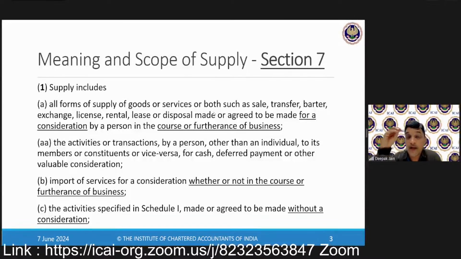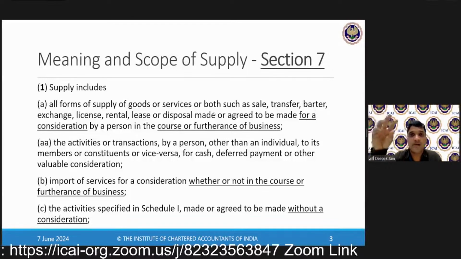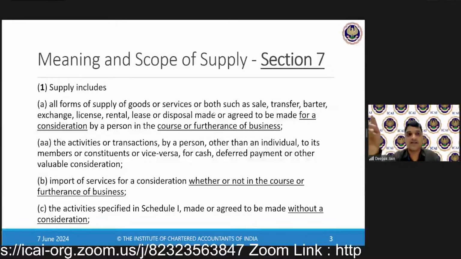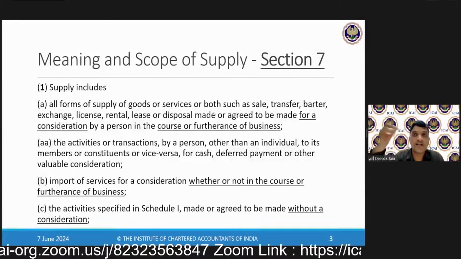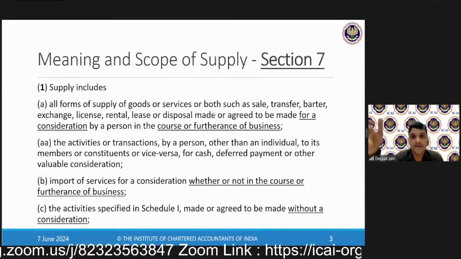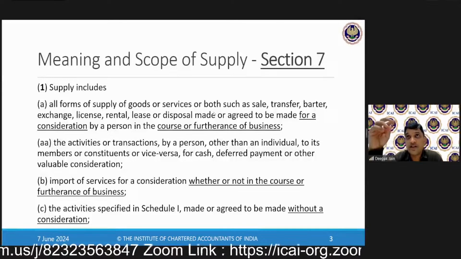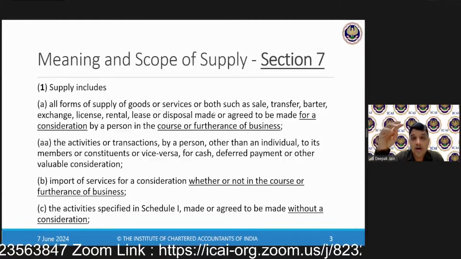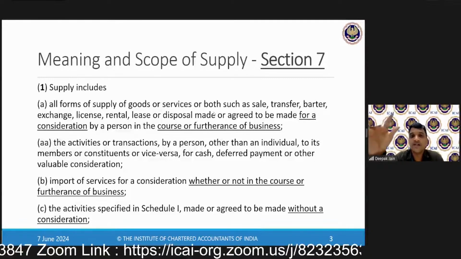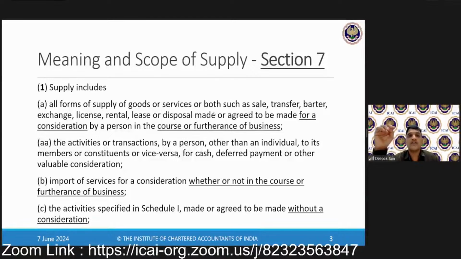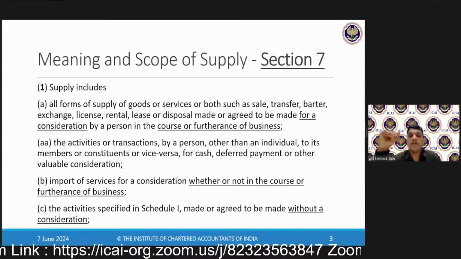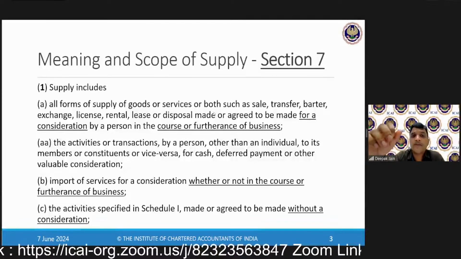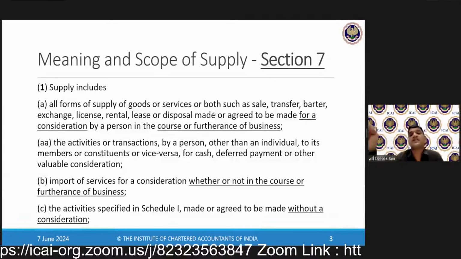Now, what is a supply? Supply, we are saying that that's the taxable event. So of course, that taxable event has to be defined. So if you see the definitions, section 2 is the definition. For all the relevant wordings, various terms are there, which has been defined under section 2. But why do you think section 7 is there to define supply?